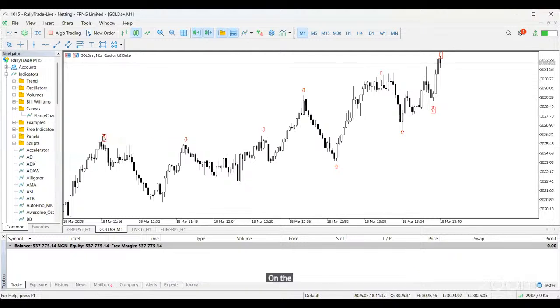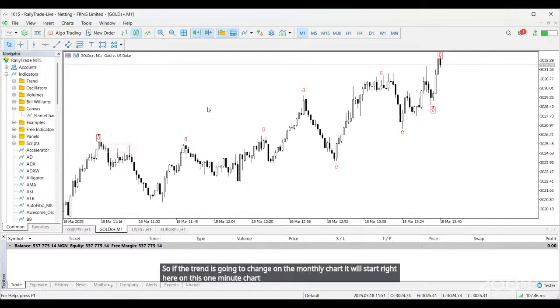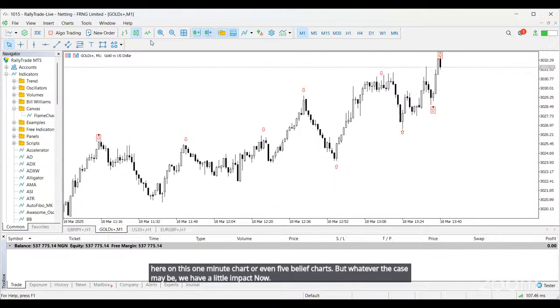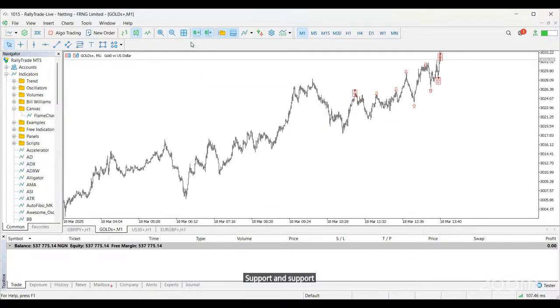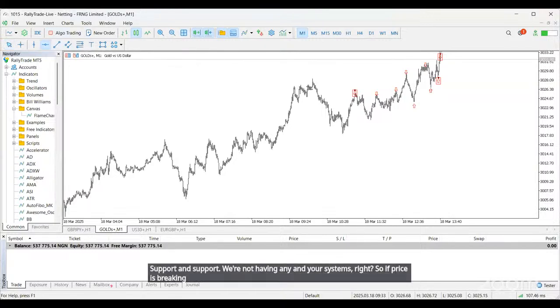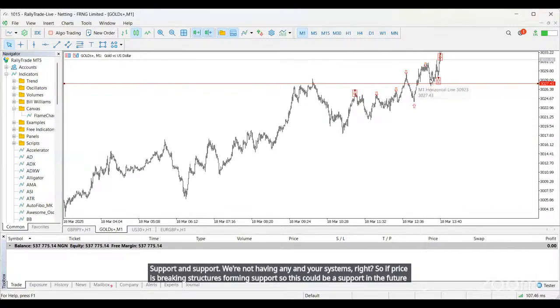So if the trend is going to change on the monthly chart, it will start right here on this 1 minute chart, or even 5 minute chart. But whatever the case may be, we're having it intact. Now, right now, on this 1 minute chart, you should know that what we're having right now is support, and support. We're not having any resistance, right? So the price is breaking structures, forming support. So this could be a support in the future, right? And of course, that support has been verified.